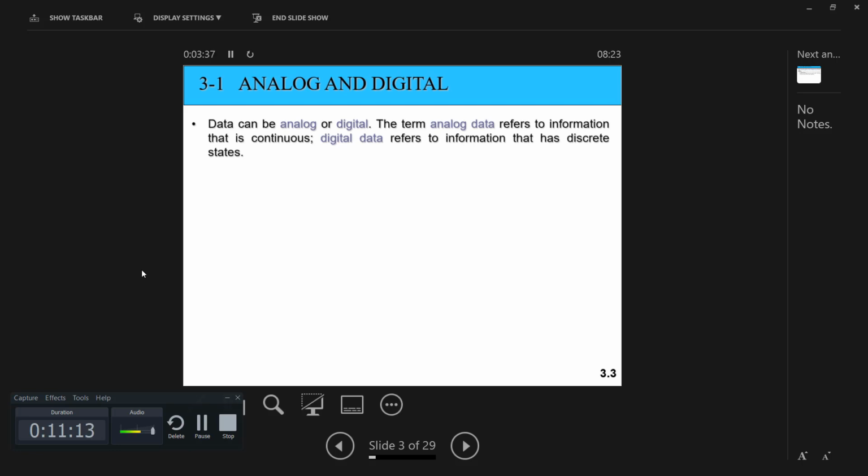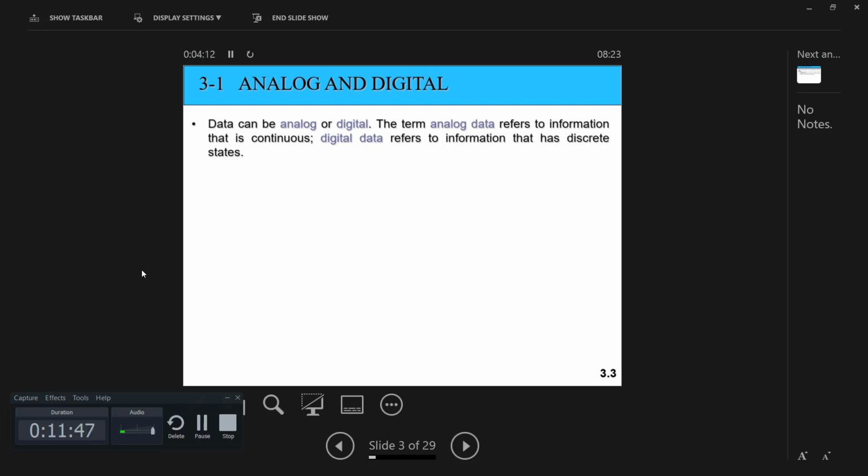Okay, so we'll review some. I think you touched some of these parts in the signals and systems course. So data, when I receive the data from the application, can be analog or digital. Analog data is continuous information, like our sound. Our sound is continuous information. If we draw the sound, it will be something like this.